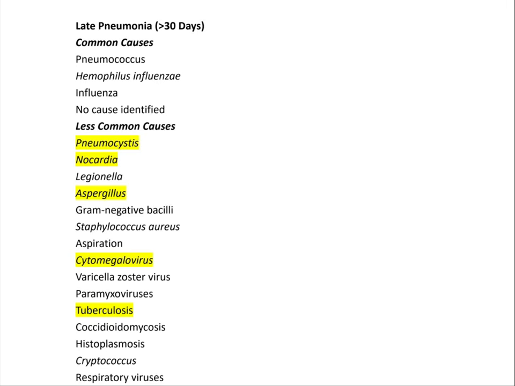I just highlighted the things that you want to be careful with: PCP, Nocardia, Aspergillus, CMV, TB. Everything else is fair game. Anything from this list is possible, but from the bacterial category you probably want to look at Nocardia, fungus, Aspergillus, viral, CMV, and of course, always be careful about TB.